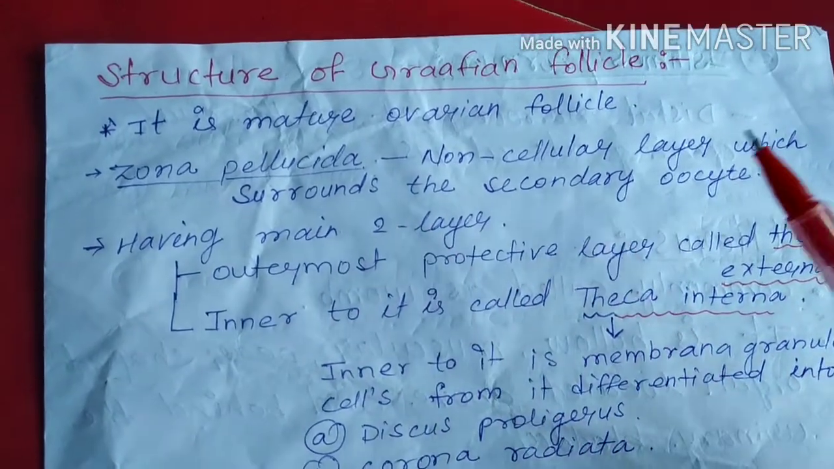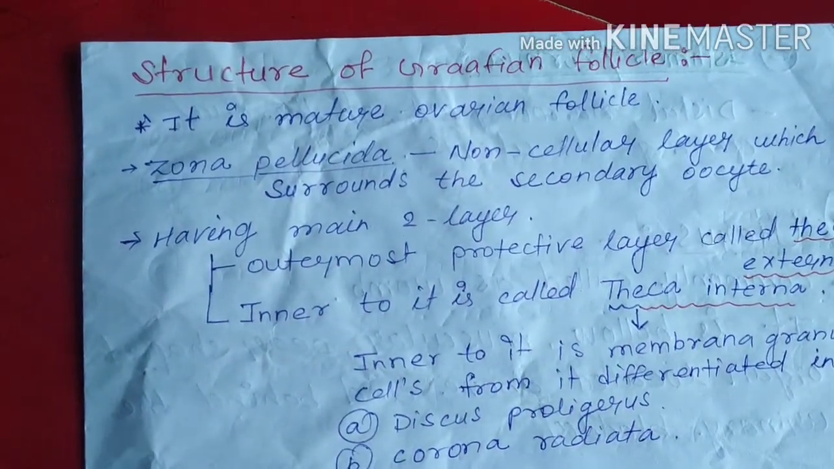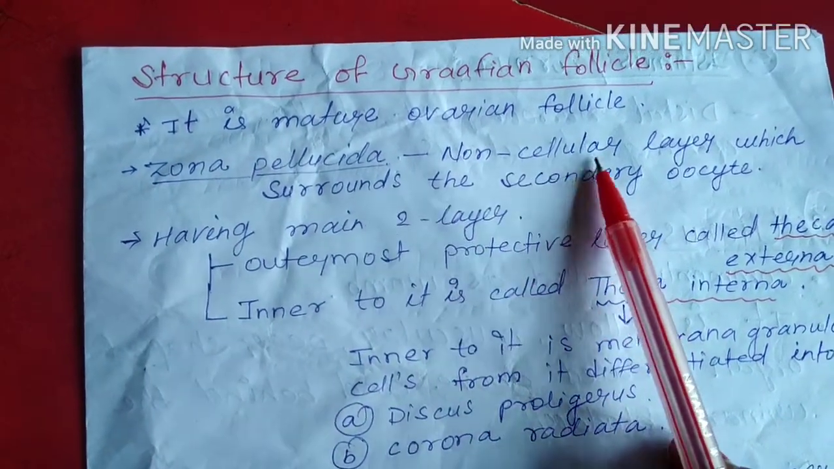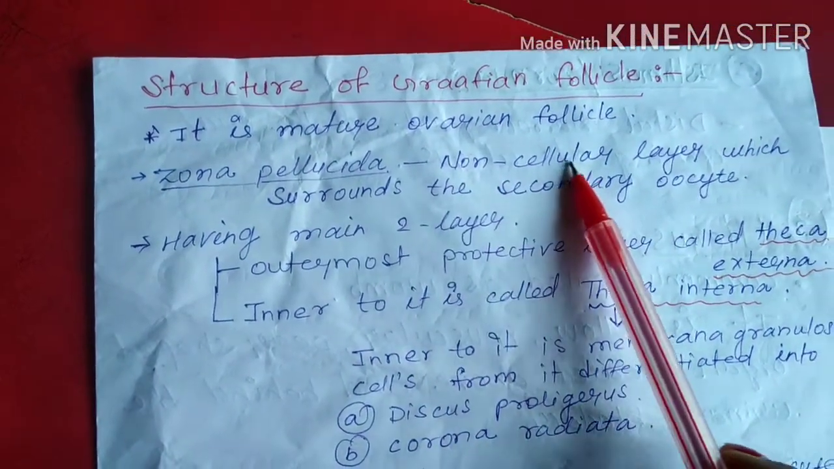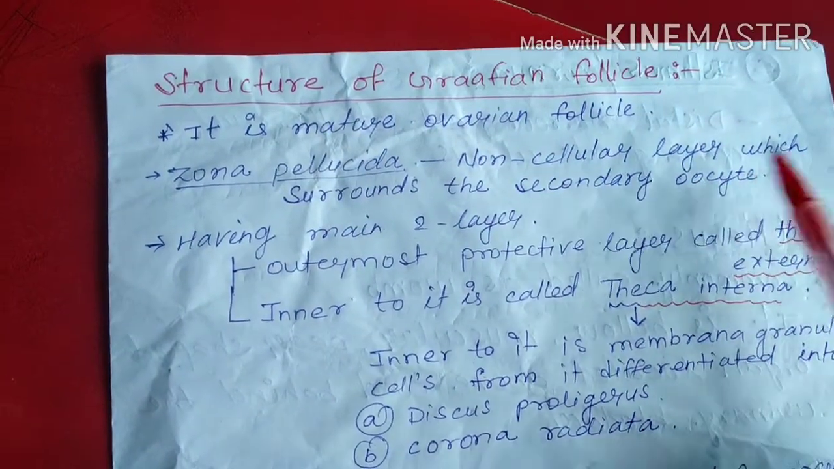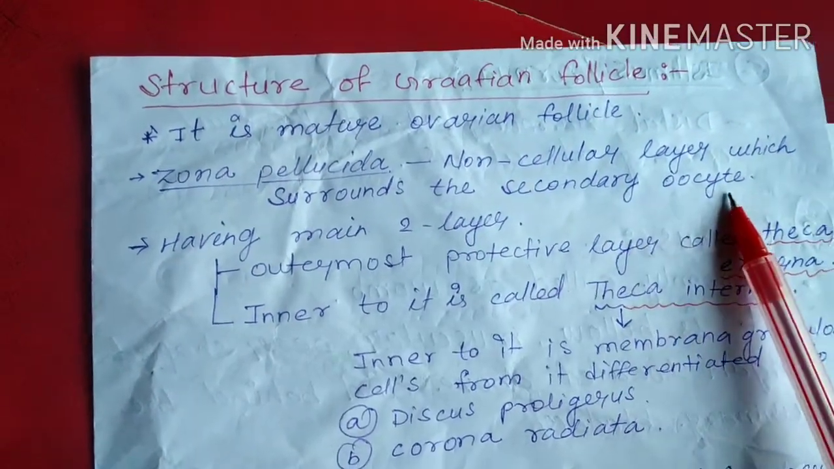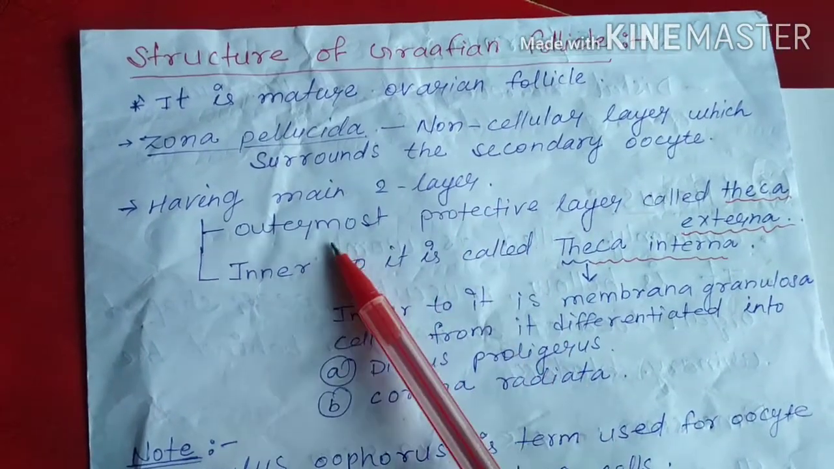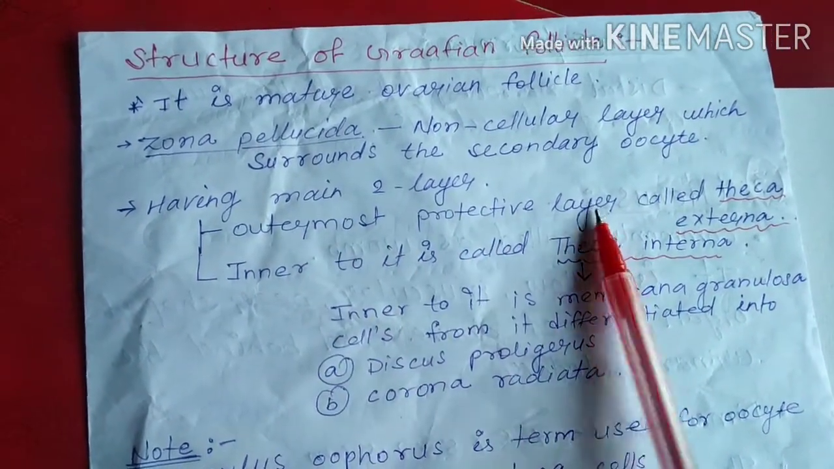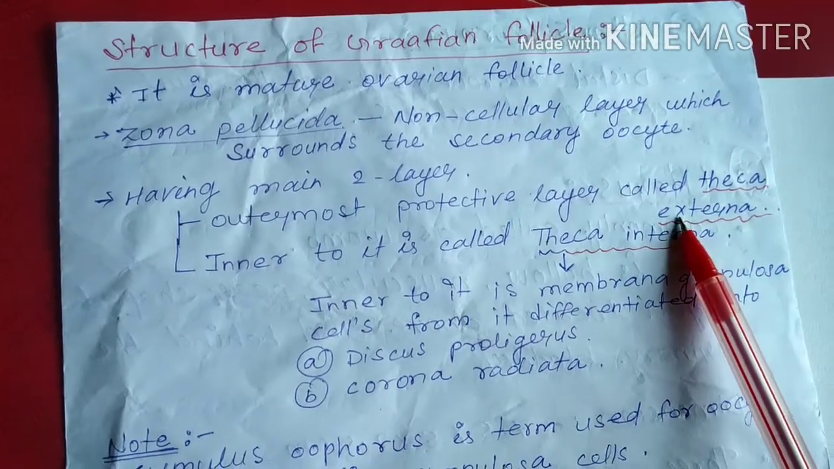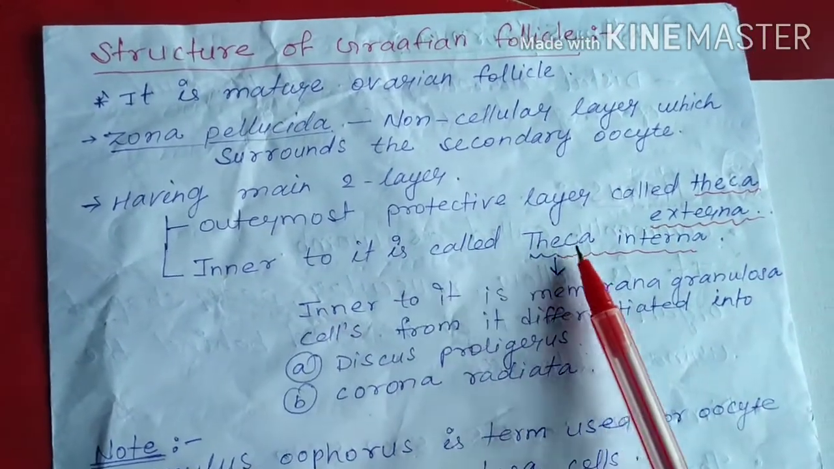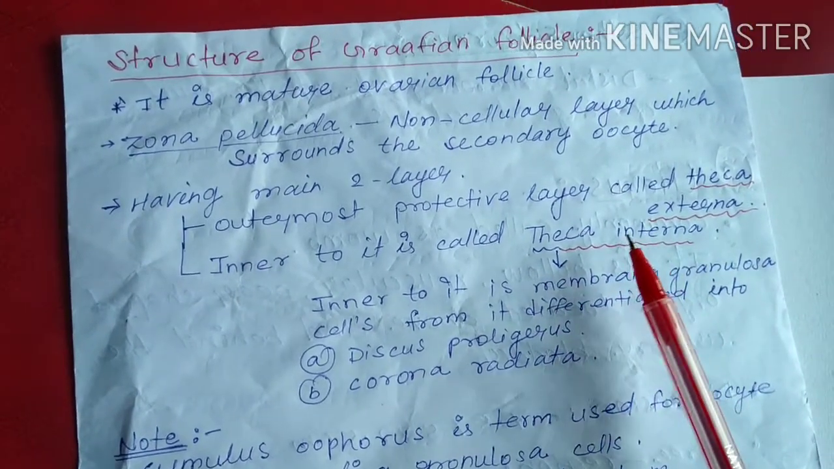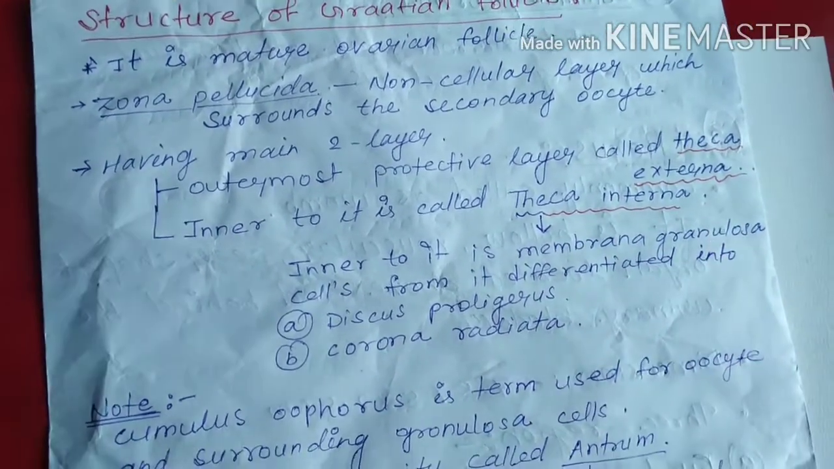It is a mature ovarian follicle. The zona pellucida is non-cellular, which means it is not made up of cells. It is a non-cellular layer which surrounds the secondary oocyte, and it has two main layers: the outermost protective layer, called theca externa, and inner to it, theca interna. This diagram is given in our book, from where we can see this.